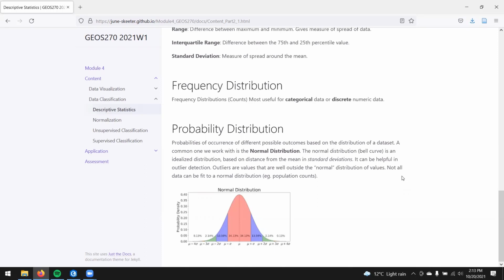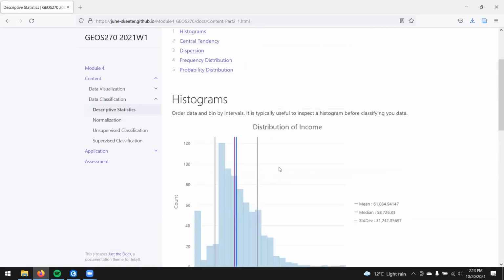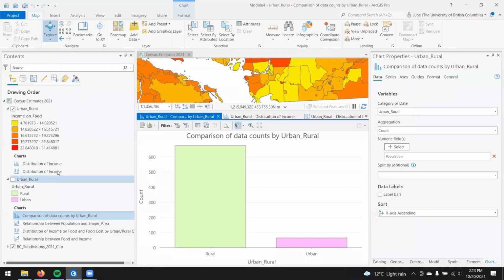So the way this works is about 68% of all values will fall in the red, 96-ish in between the red and the blue, and on from there, right? Now this only applies if the data somewhat fits that normal distribution. So if you're looking at this histogram, it doesn't really fit the normal distribution. So let me just pull this up.